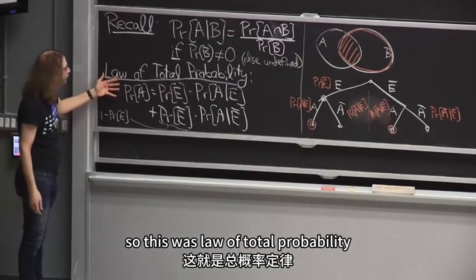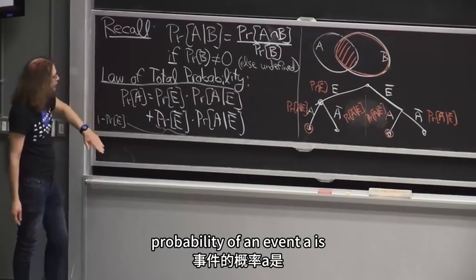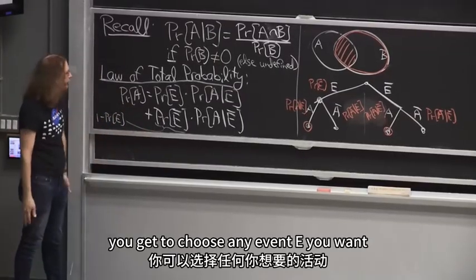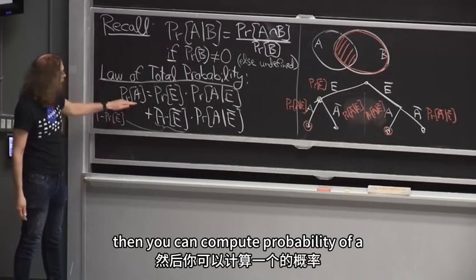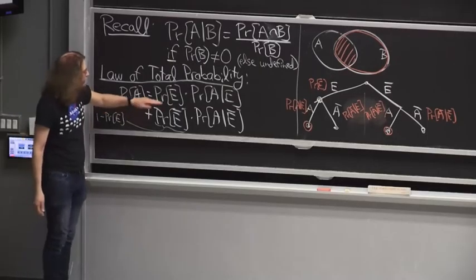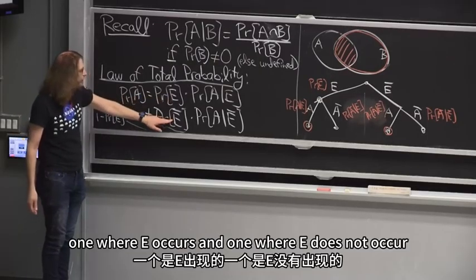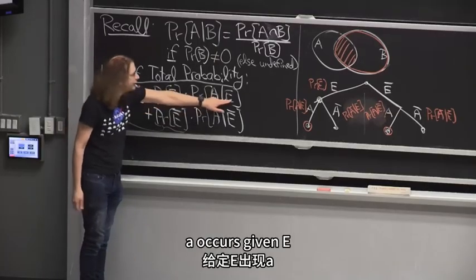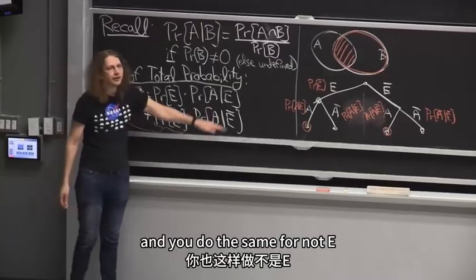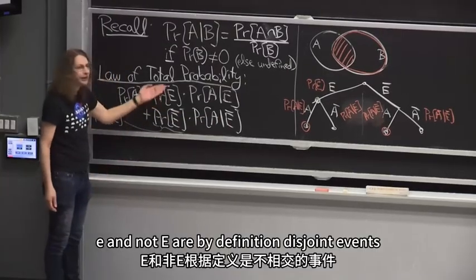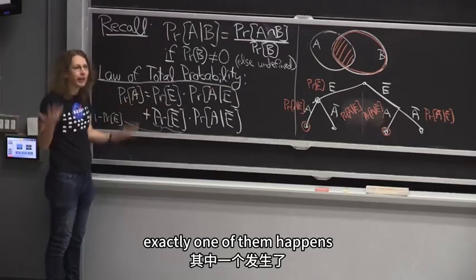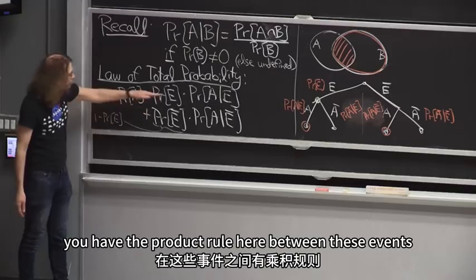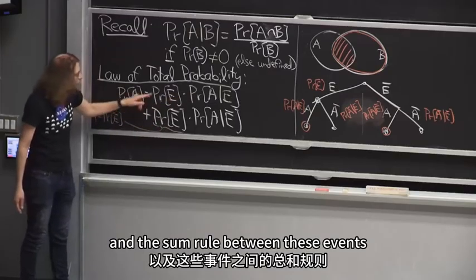So this was the law of total probability. The probability of an event A is, if you pick your favorite event E, sort of like a proof by cases, you get to choose any event E you want, whatever's most convenient. Then you can compute the probability of A by splitting into two cases, one where E occurs and one where E does not occur. You take the probability that E occurs, multiply it by the probability that A occurs given E, and do the same for not E. Because E and not E are by definition disjoint events, exactly one of them happens, this works out. You have the product rule within each case and the sum rule between the cases.